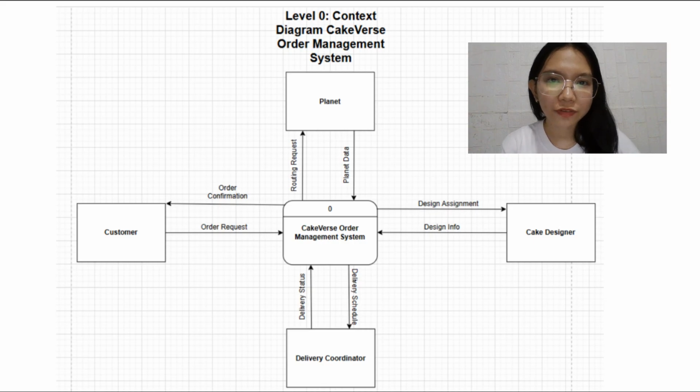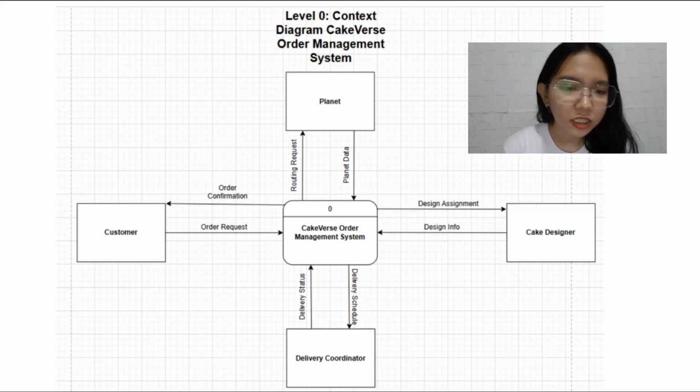So first we have here the level 0 diagram, or the context diagram. This is a context diagram for a system called Cakeverse order management system. It shows how the system interacts with different people or roles, or what we call the external entities, and what information flows between them.